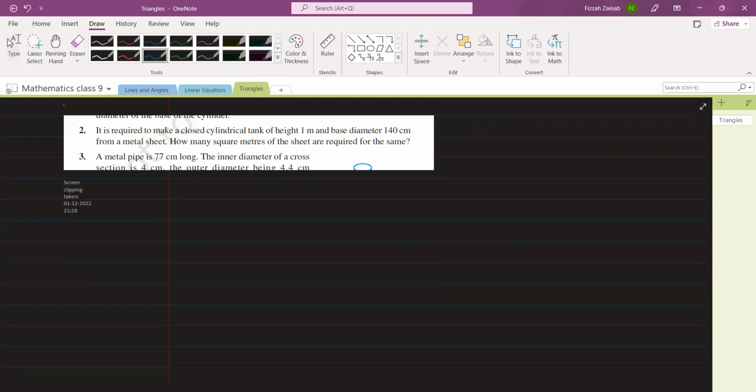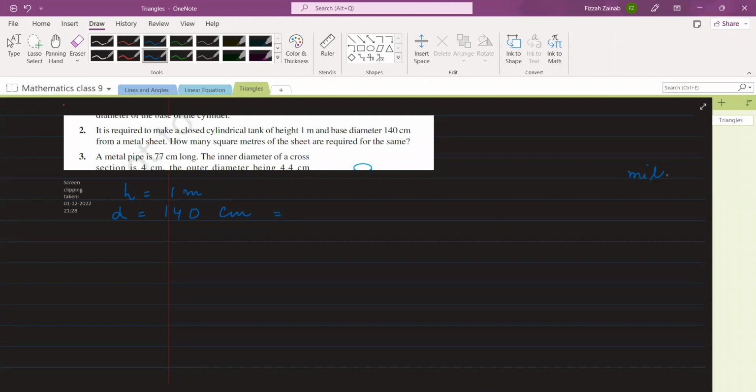Right, so it is required to make a closed cylindrical tank of height 1 meter and base diameter 140 centimeters. So be careful, you have to convert it. How many square meters of the sheet are required? So in meter, you want your answer, so you convert this, right?